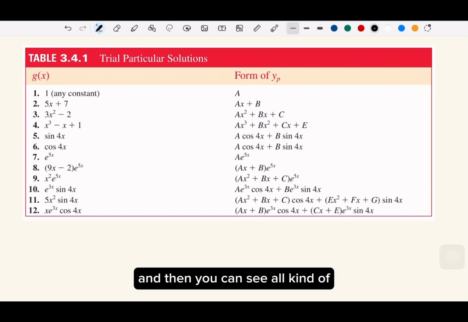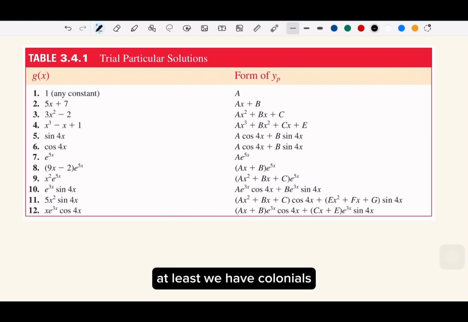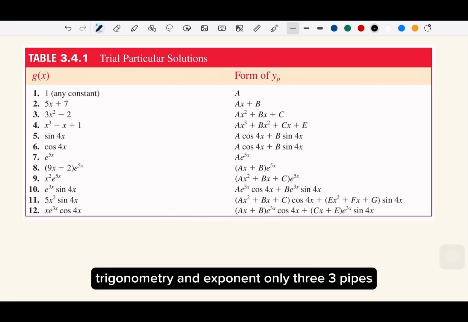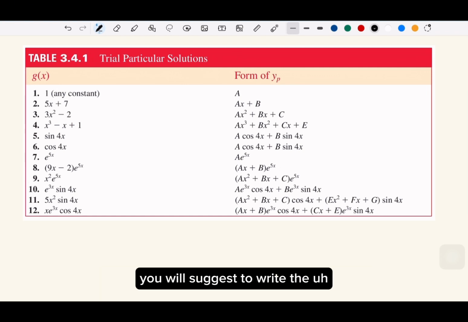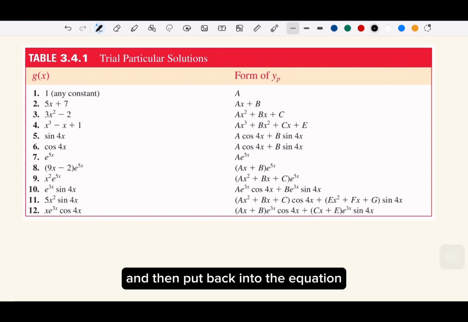And then you can see, at least, we have polynomials, trigonometry, and the exponent. Okay, only three types. Whenever you see polynomials, you write the particular solution as a polynomial of the same degree, and our goal is to find all the coefficients. So you write this, derive, put it back into the equation, and then solve the linear equation.